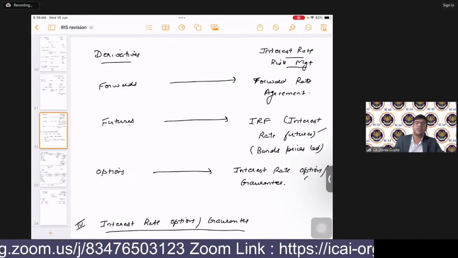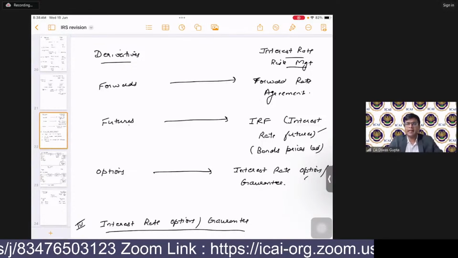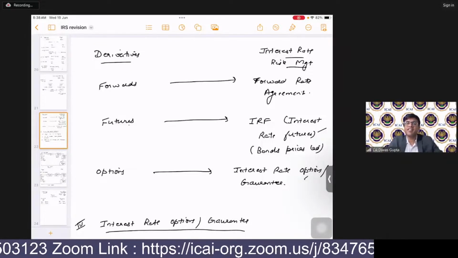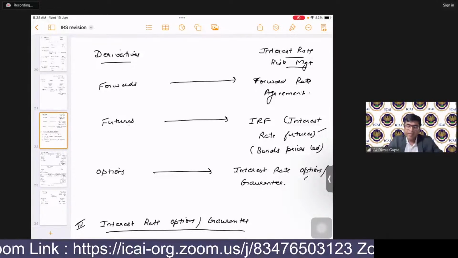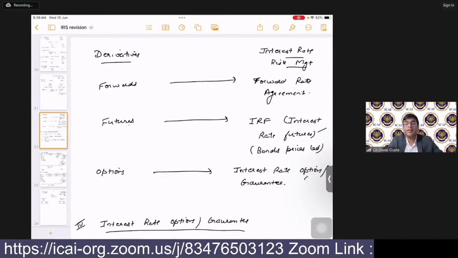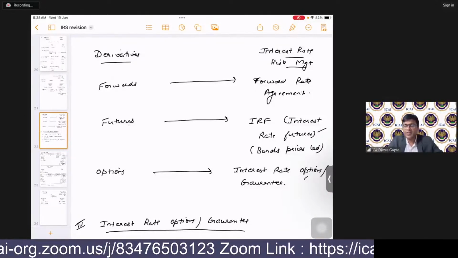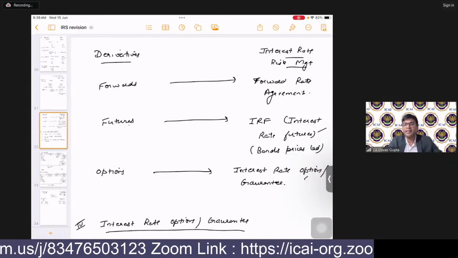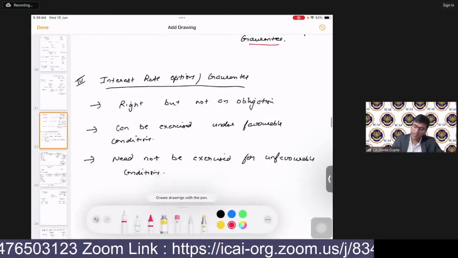So in derivatives, students, forwards we discussed mostly on equity shares as an underlying, although we also discussed some of the new ones, let's say weather and electricity derivatives, later on. Similarly, futures are like that. However, in interest rate risk management, the forward rate agreement's underlying is the interest rate risk. Similarly, for interest rate futures, we use bonds to manage the interest rate risk. And options is equivalent to interest rate options or guarantees. That is what we're covering now.